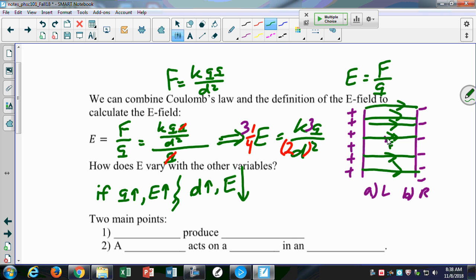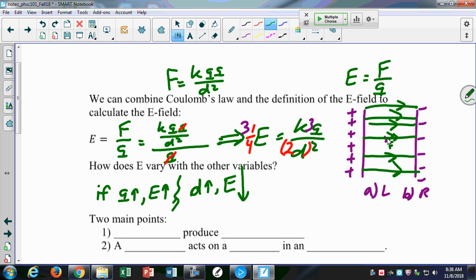Since we're assuming that it was always going to be a positive test charge, it's never going to move in another direction. My electric field will never move from negative to positive. That's just not how I define electric field. All right? It's always like this, always from positive to negative. Now, electric fields are not always straight lines.